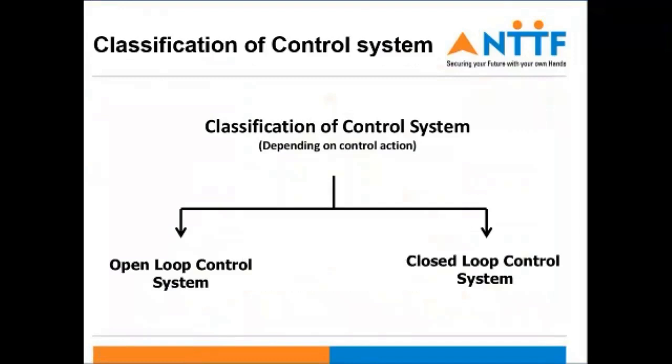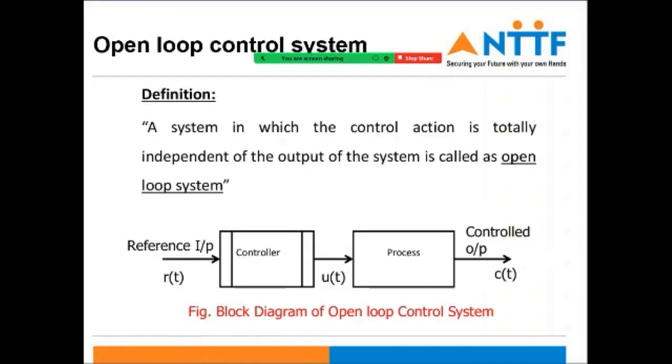So control system is classified into two types, two categories. One is open loop control system. Another one is closed loop control system. What do you mean by open loop control system? So, the definition of open loop control system.